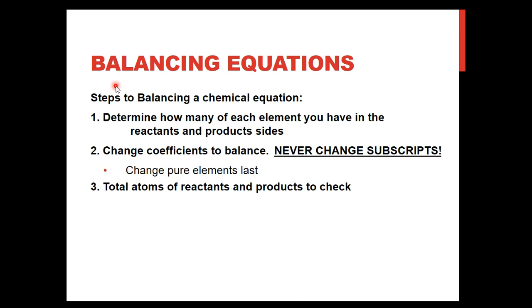So here are the steps on balancing a chemical equation. First you make a tally. So you determine how many of each you have on the reactants, which is the left, and the products, which is the right. Then you can change coefficients. That is the only thing you can do. You can never change or take away or add subscripts, okay? You cannot mess with subscripts.